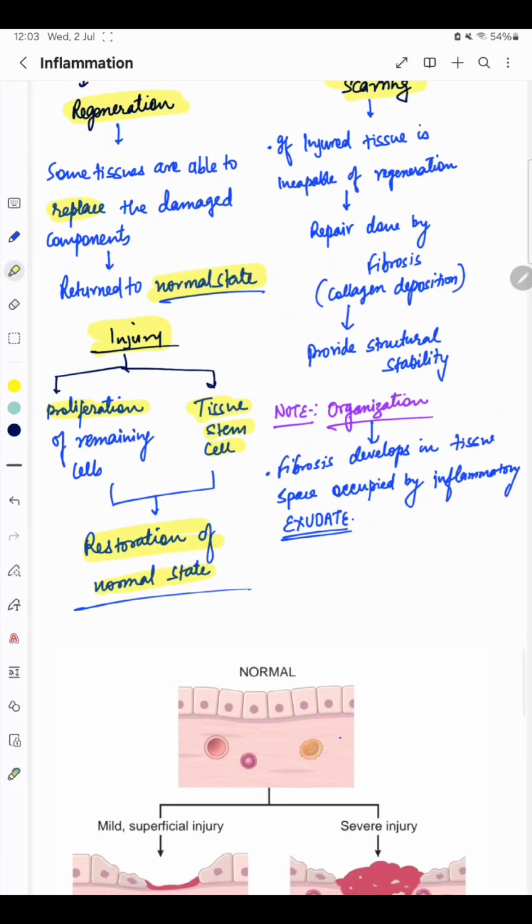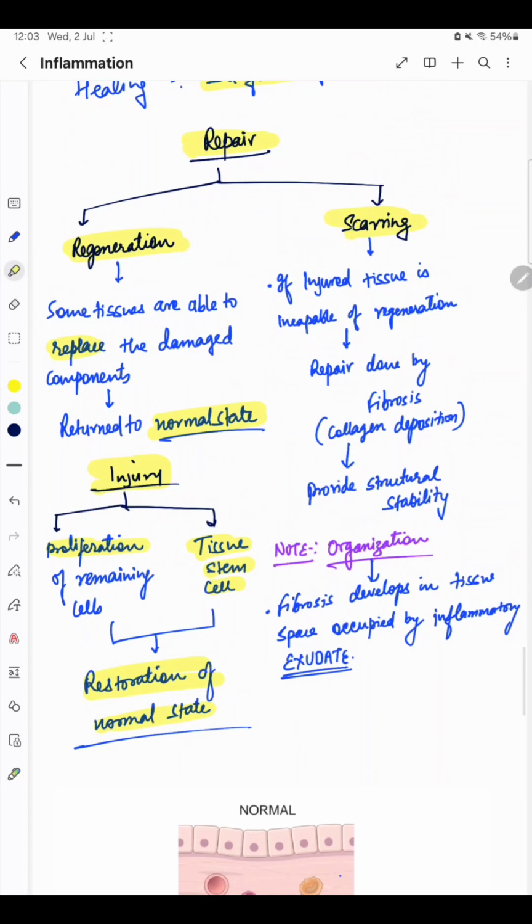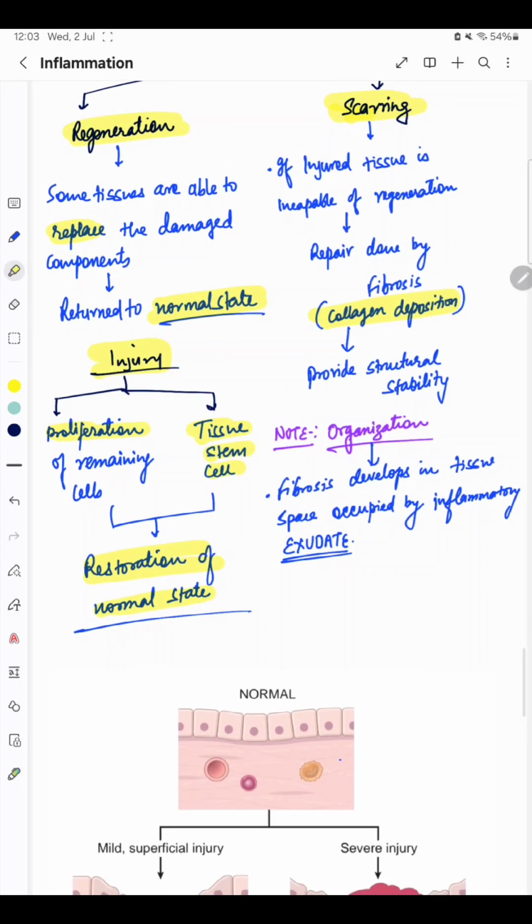On the other hand, in scarring, when the injured tissue is incapable of regeneration, then repair is done by fibrosis, meaning deposition of the collagen, and it provides the structural stability.